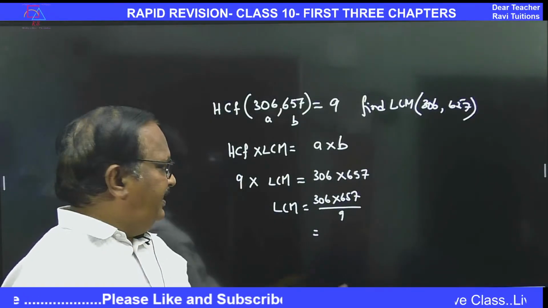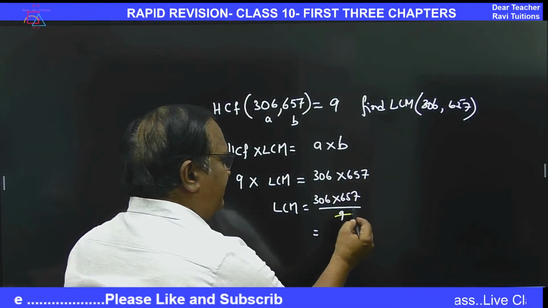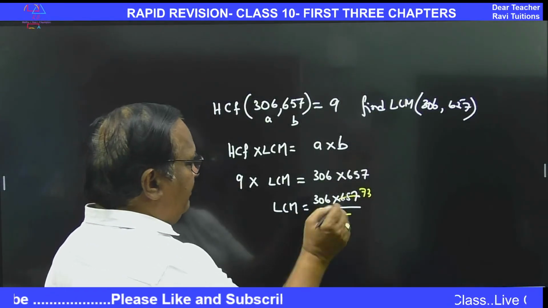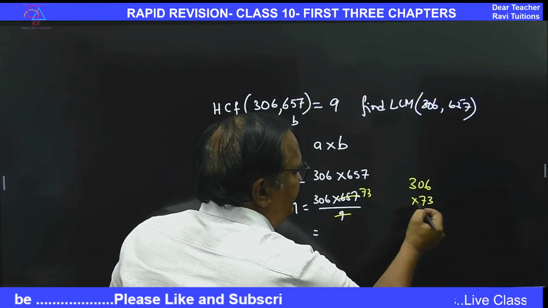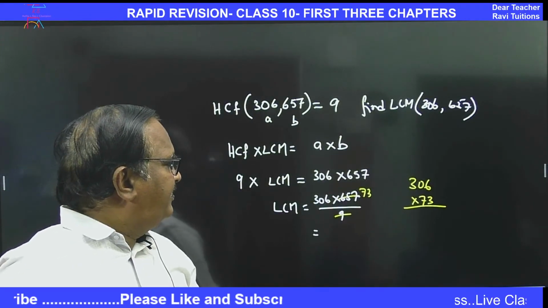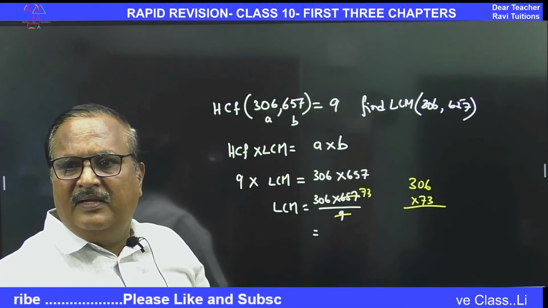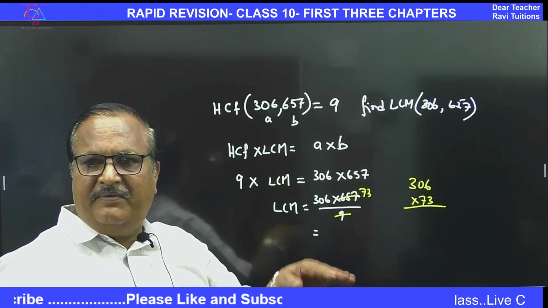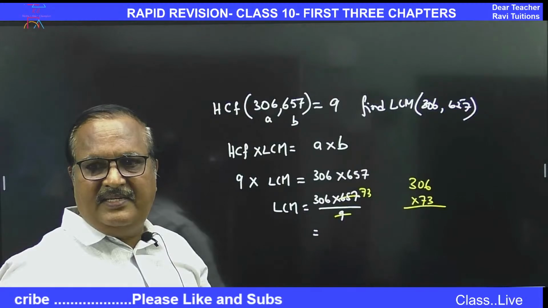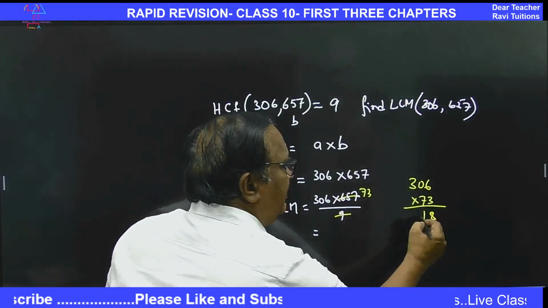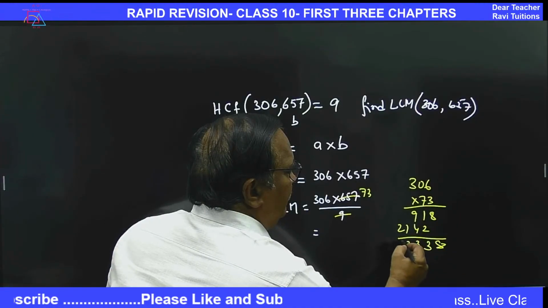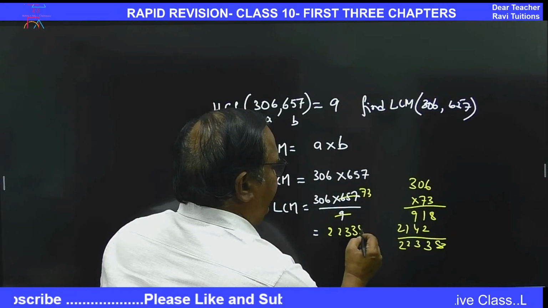You can cancel it. 9 will cancel in this one, 657 by 9 is 73. So 306 into 73. This multiplication also please do there only. My Spider has already written, hey, 34. You have cancelled this time, 657 into 34. That is also correct. So then 6 3s are 18, 3 3s are 9, 6 7s are 42, 3 7s are 21, 8 3s. So 22338. Answer.